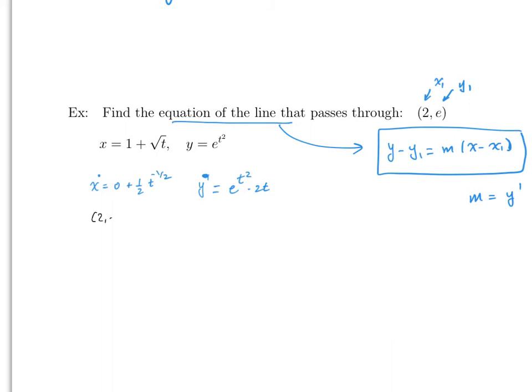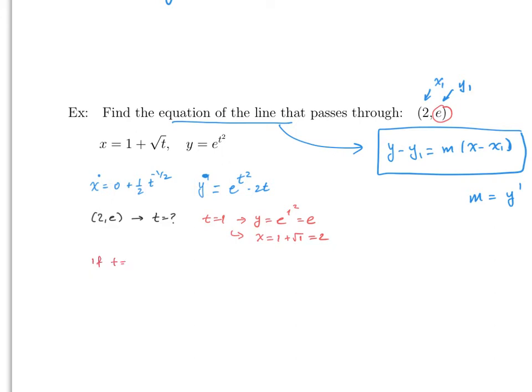So the 2e corresponds to which value of t, though. You have to be careful. And this one requires sometimes trial and error, but you have to verify what is the value for t, because you need it here to figure out the value for the slope. But notice that if t is 1, then y will be e to the 1 square, which is just e, and that's what we have here. And if t is 1, x will be 1 plus the square root of 1, which is 2. So therefore, the value of t is equal to 1.